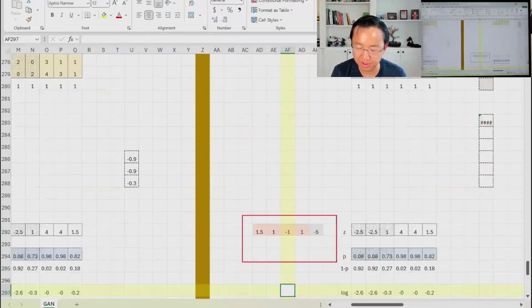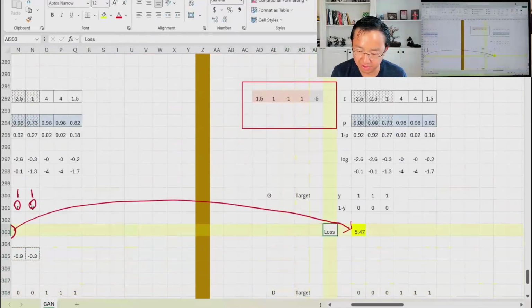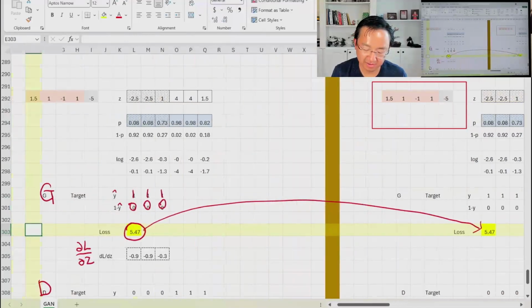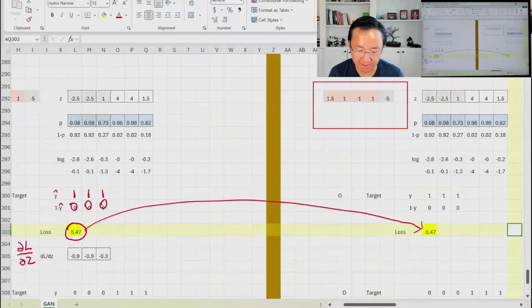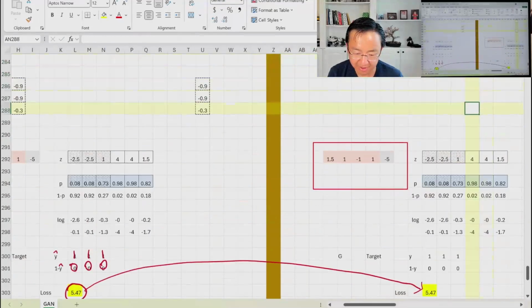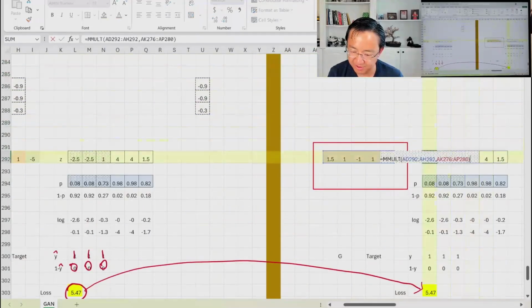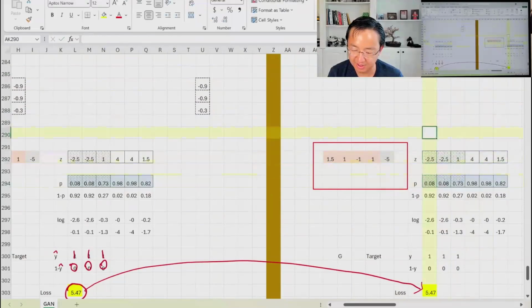They're too small to see, but it should have changed here. So loss. Okay, 5.47. Why is it the same? There must be a bug somewhere, because although I look at it, it looks the same. Let me just, okay, let's see.